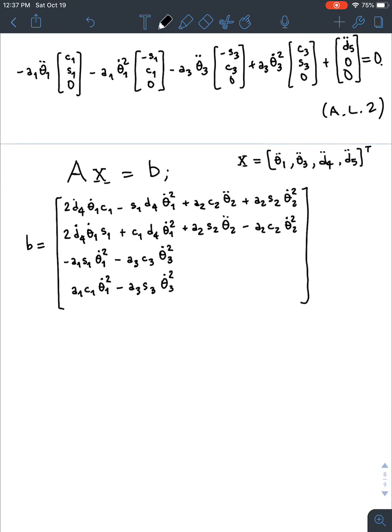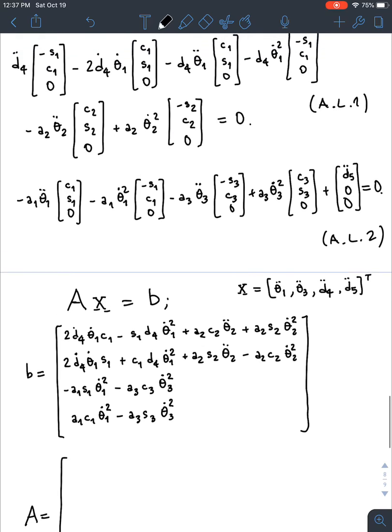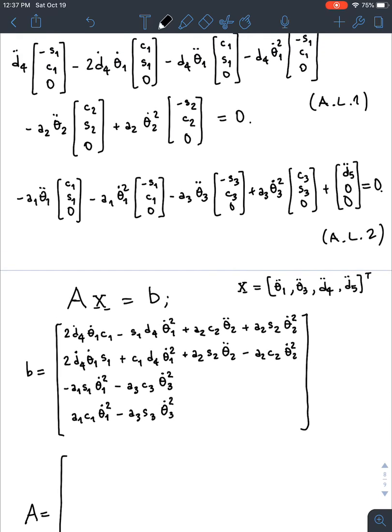Very good. We have our x and B vectors. What is our A? A is going to be again a 4x4 matrix. Indeed, this A is going to be the same A as we had in the velocity level equations. But let's look at it anyway. The first element in the first row is going to be the coefficient of theta 1 double dot, which we see here as minus d4 cosine 1.